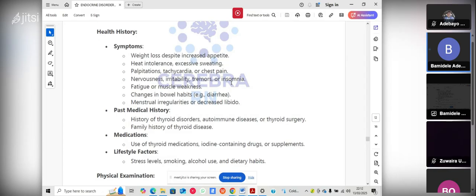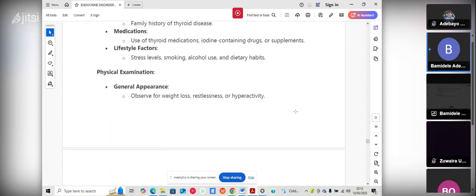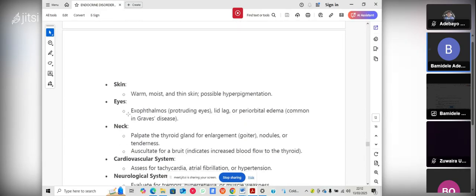So, taking the patient history is not enough. You need to see for yourself. You need to take some physical examination. Look at the skin, moist.